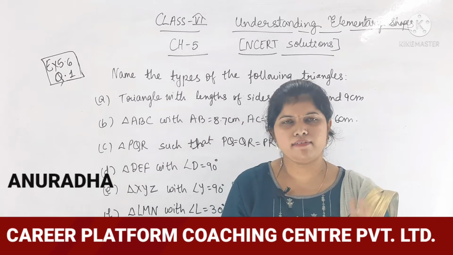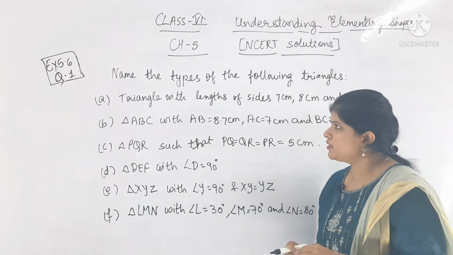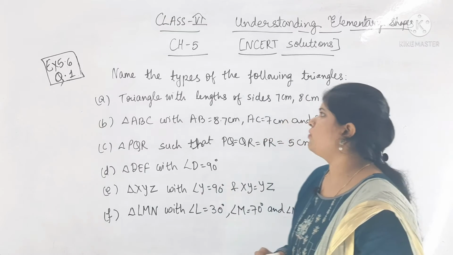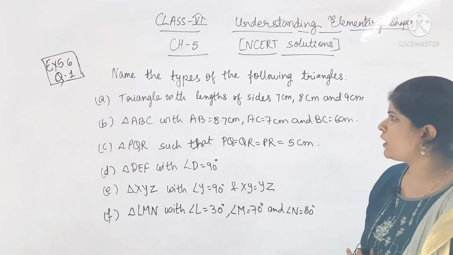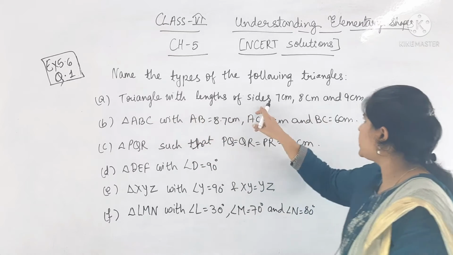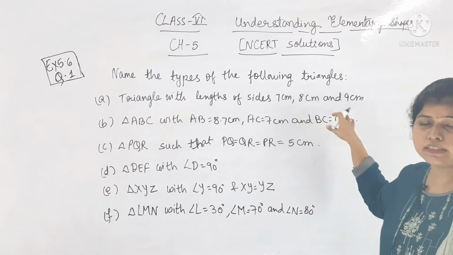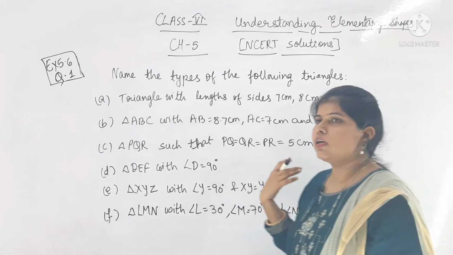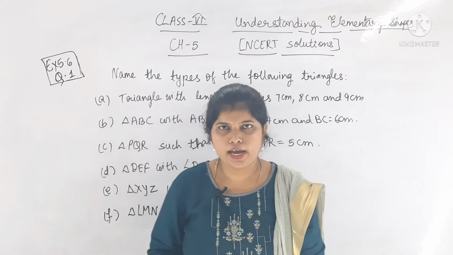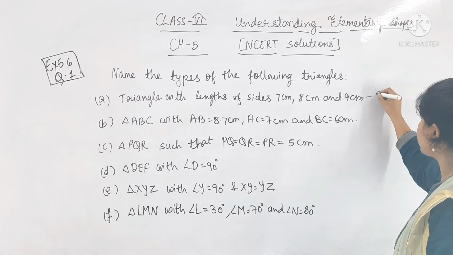Here in this video I will cover exercise 5.6. Question number 1 is totally based on the types of triangles. The first one is: name the types of the following triangles. The first part is a triangle with lengths of sides. Here it is given different angles, different sides, so based on sides and based on angles they have different types. Here it is given different sides, so that is the scalene triangle.